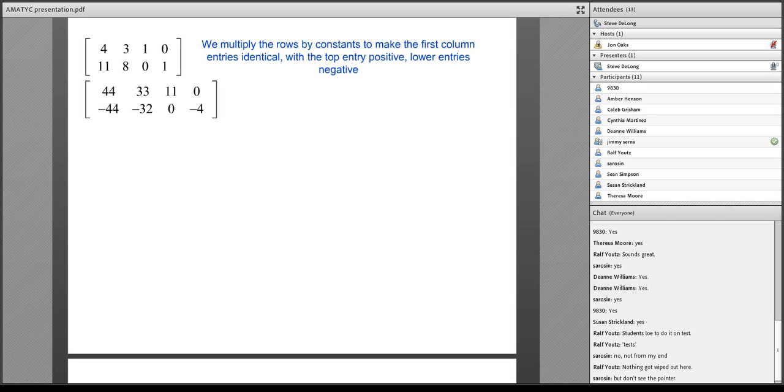So what I decided to do, or what I told her we should do, is multiply the rows by constants to make the first column entries identical, with the top entry being positive and the lower entries being negative.